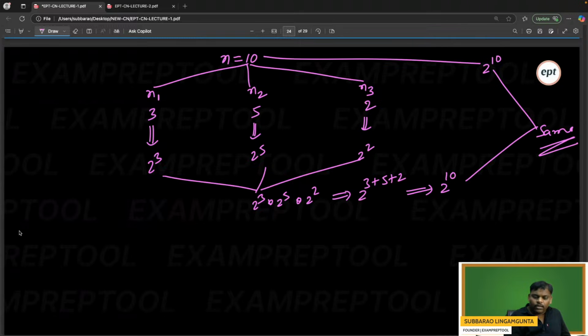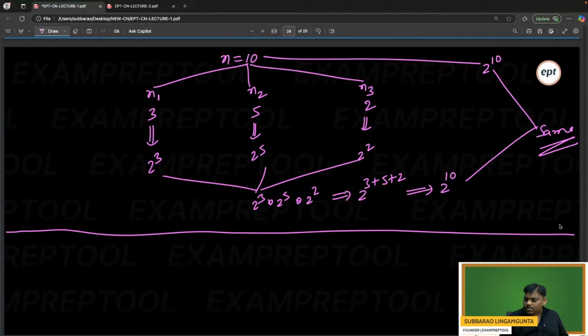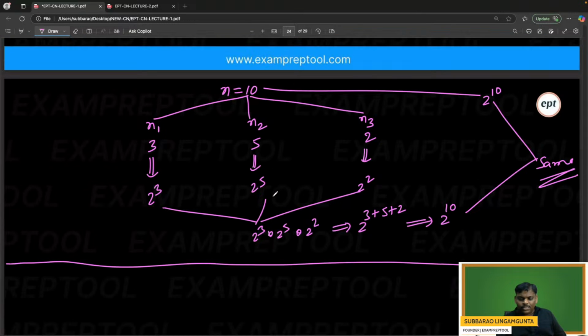If you divide into 3 parts, same story. If you divide into 2 parts, same story. If you do directly, same story. The only thing is different ways of doing. Are you comfortable or not? Please verify.